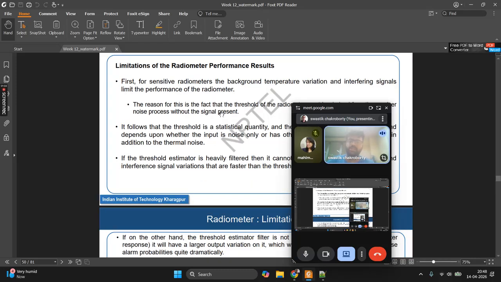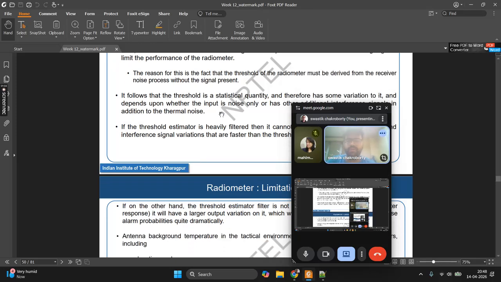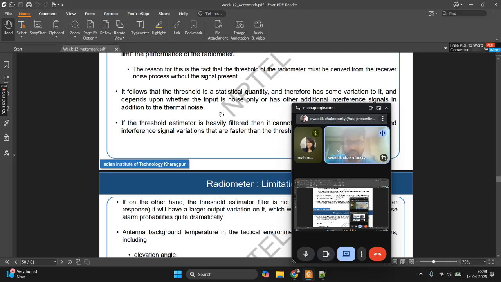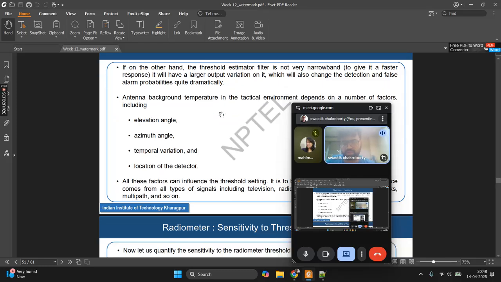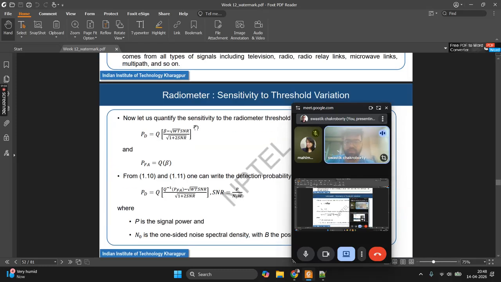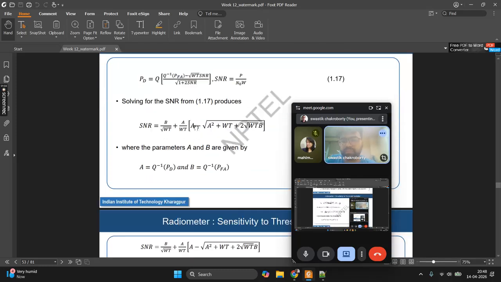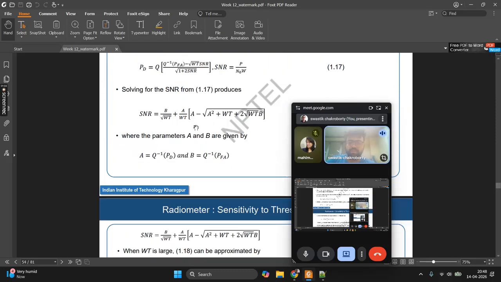Now the limitations of the radiometer are that, of course, if there is background temperature variation, then it will change. Also, the threshold is a statistical quantity, it is not certain, so you might be choosing the wrong threshold. Then the antenna performance might vary too. So that will be all for the radiometer.